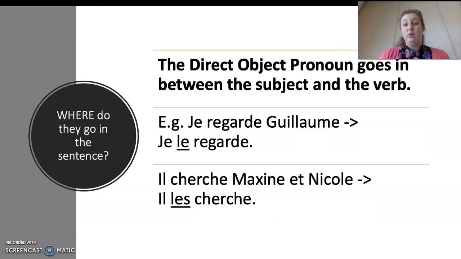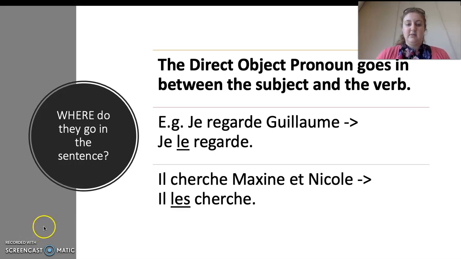So we've figured out what our direct object pronouns look like and why we use them. Now it gets to the slightly trickier part, and that is where we put the direct object pronoun in the actual sentence. In sentences, we put it in between the subject and the verb. That's why it's really important to understand what the subject is and where the verb is in the sentence.